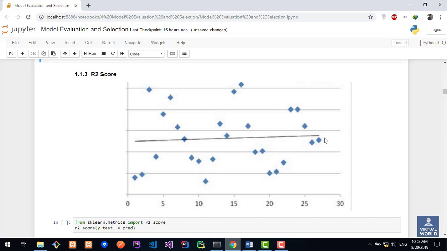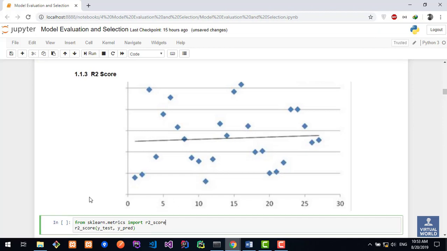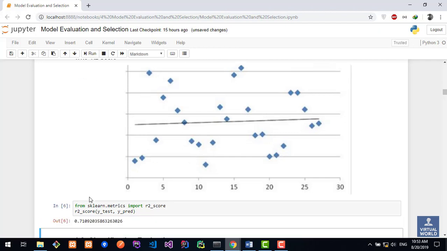The best possible score is 1, and it can be negative because the model can be worse. In general, the larger the R-squared value, the more precisely the predictor variables are able to predict the value of the response variable. We will apply R-squared score the same way we did with mean square error. We see that the R-squared score of our model is 0.7, which is a very good score. So that's it for today's video, and see you in the next one.